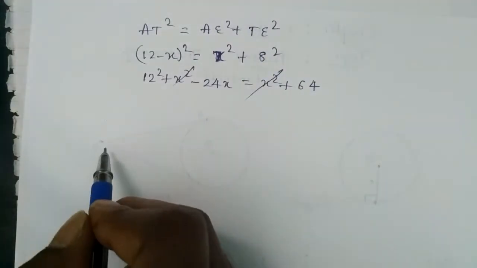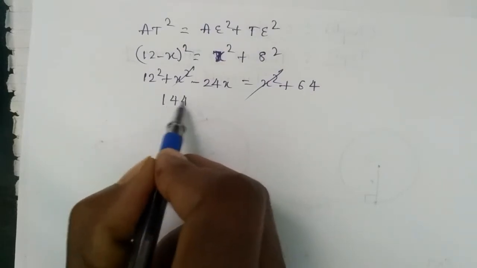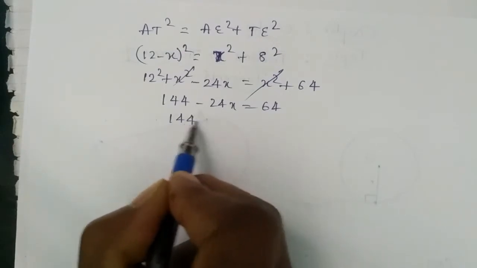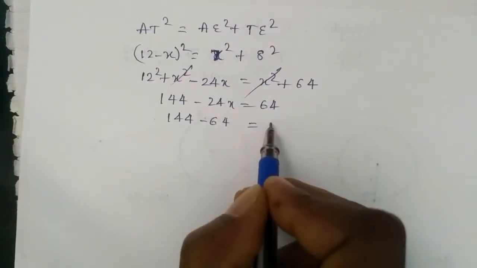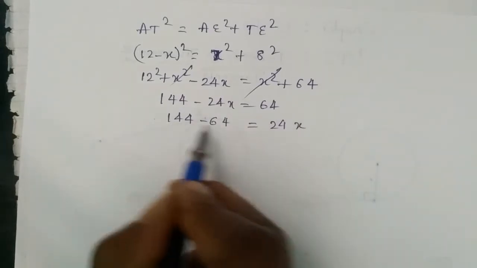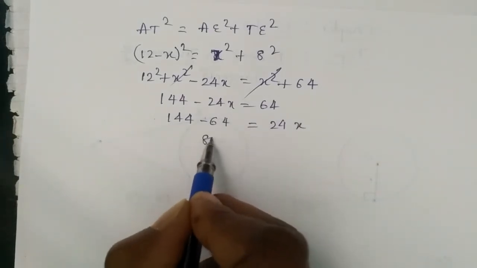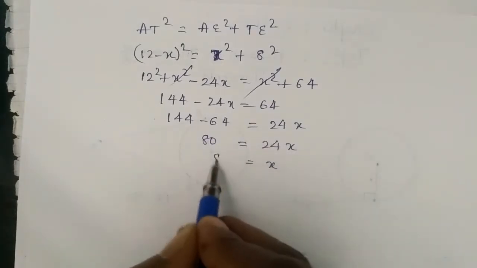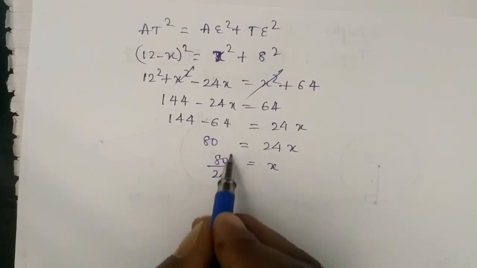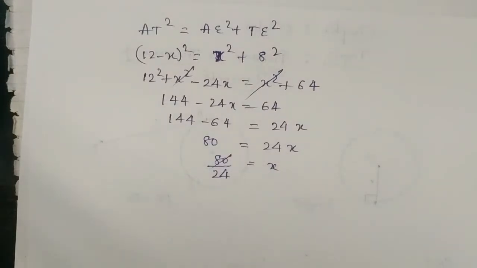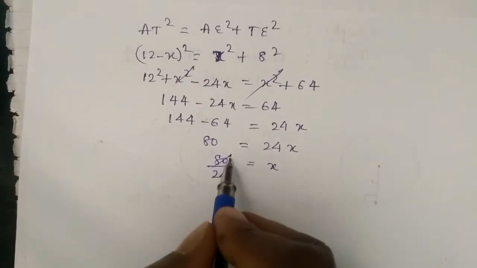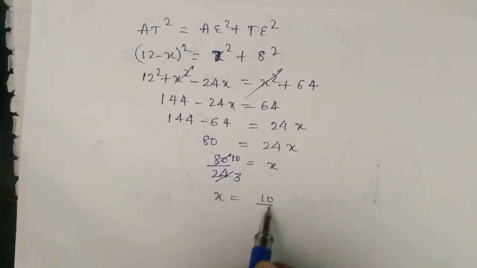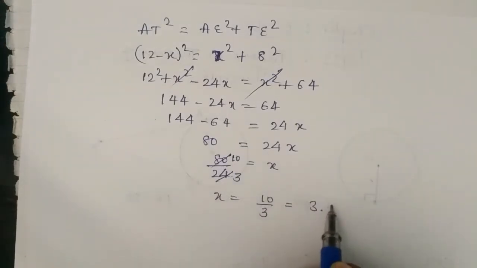Both the sides X square you can remove. Then this is 144 minus 24X equal to 64. 64 shift this side, 144 minus 64, 24X shift this side, it becomes plus 24X. In 144, 64 is removed, we'll get 80. 80 equals 24X. X is equal to 80 divided by 24. We go for the 4 table or 12 table. So we go for the 8 table. 8 tens are 8 threes. So we'll get X is equal to 10 by 3, or 3.3 bar.